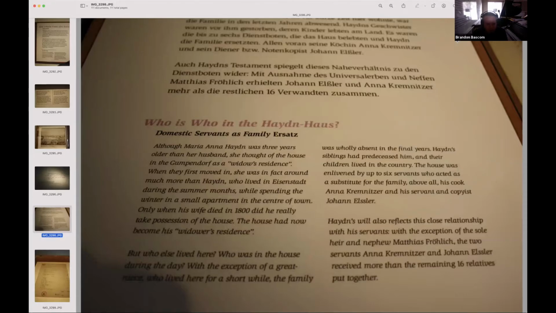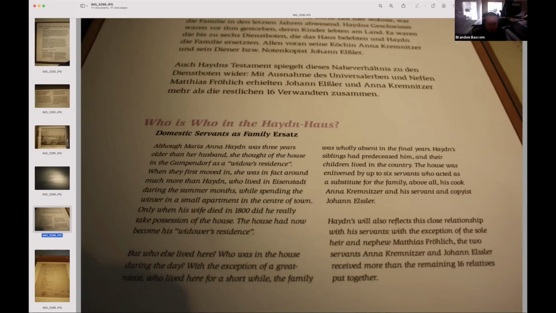It tells a little bit about their marriage. Although Maria Anna Haydn was 3 years older than her husband, she thought of the house as a widow's residence. When they first moved in, she was in fact around much more than Haydn, who lived in Eisenstadt during the summer months while spending the winter in a small apartment in the center of town. Only when his wife died in 1800 did he really take possession of the house. The house had now become his widower's residence.